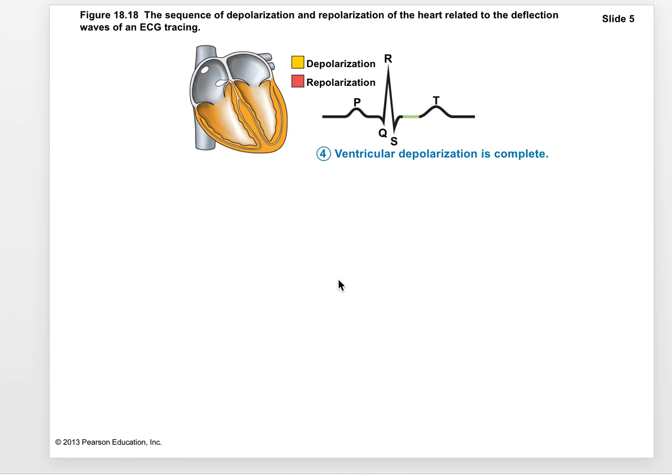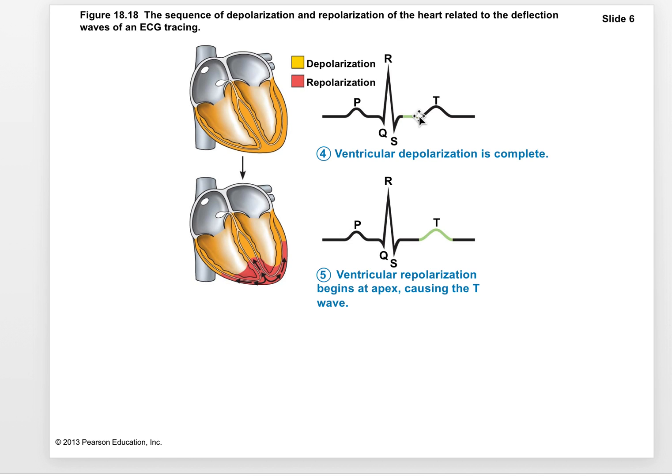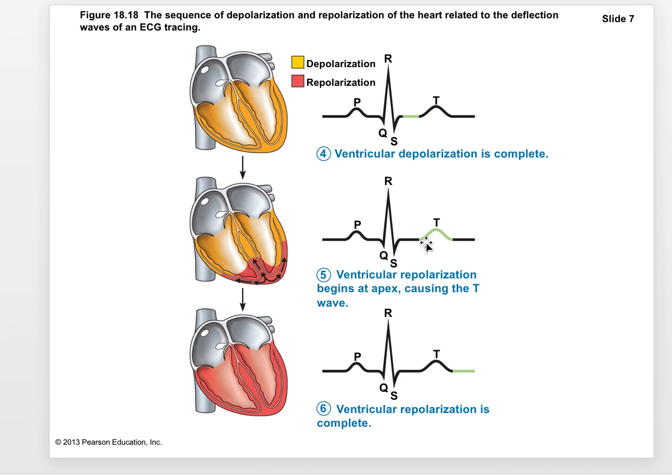After the ventricles have been depolarized, there's a flat line pause here, and we're waiting for the depolarization of the ventricles to be complete. Then the ventricles repolarize, which is going to result in a positive upward deflection called a T wave. So the T wave represents the repolarization of the ventricle. Then after the T wave, the repolarization is complete.